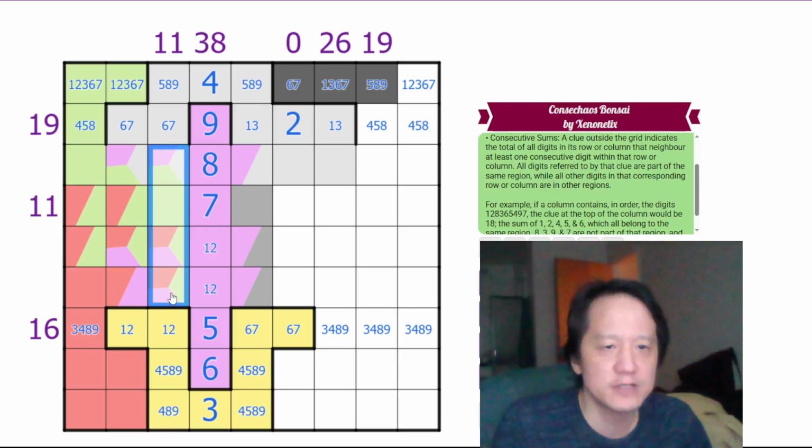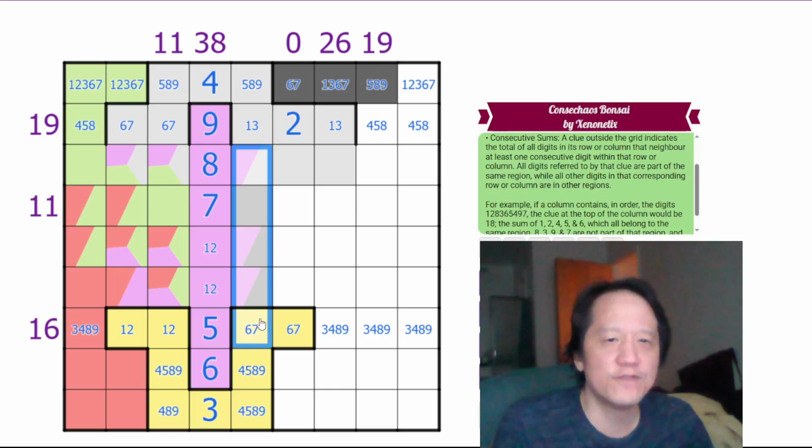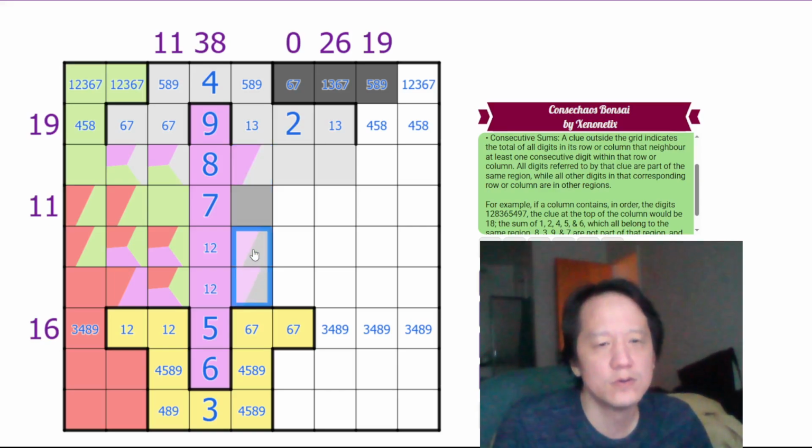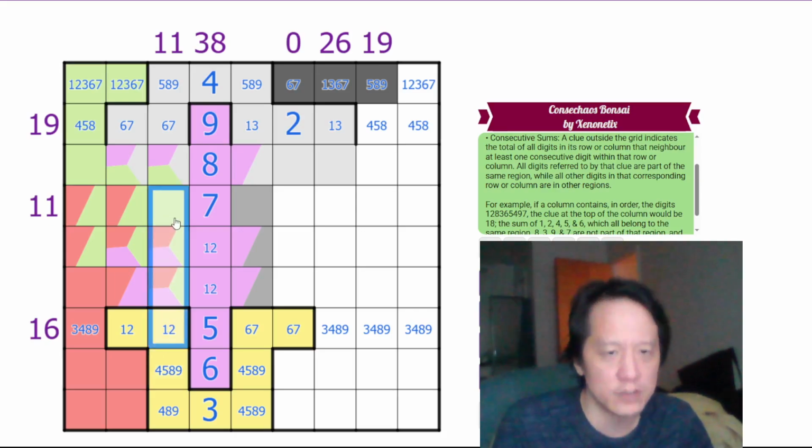So 3 has to be one of these digits here. Therefore, if the 4 is out, if the pink is this side, the 4 has to be here. This can never be 5 again, because if this were 5, the problem is that it has to be next to a 6 to add up to 11.